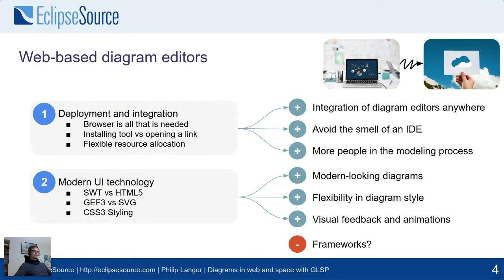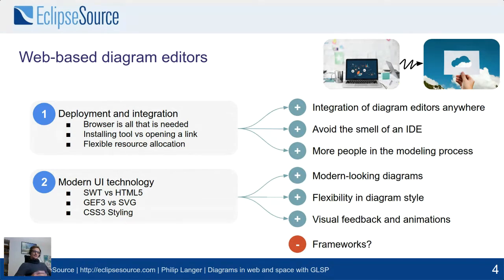The same is basically also true for GEF3 when you compare it, for instance, with SVG, which also allows you to quite easily provide good-looking diagrams. And CSS3 styling, of course, is also a great plus because you can achieve very flexible diagram styling. And as I mentioned before, things like visual feedback, animations, and stuff like that are very easy to implement.